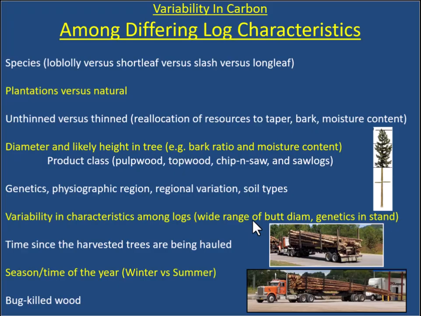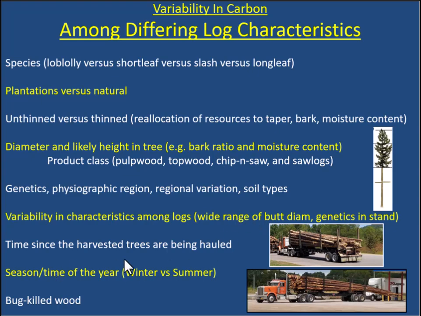And a wide range of butt diameter. For example, with saw logs, let's say 11 inches up to 25 inches on the butt is what a mill can take. Well, if it's a naturally generated stand, you may have quite a bit of variability in there, and all that variability may impact, once again, the bark-wood ratio and the moisture content. So all of that could play a factor into the weight that may be a little bit different in terms of the carbon if you had more of a uniform plantation.